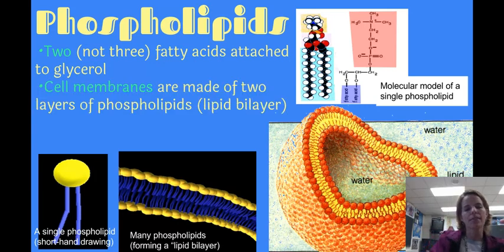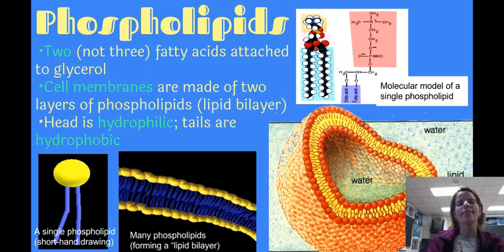The head itself is the glycerol, and it is hydrophilic. It has a charge to it, and so it is attracted to water. But the two tails coming down, those are hydrocarbon chains. Those are the fats, and they are hydrophobic. They are nonpolar. They are repulsed by water, and they push away from water. So when you drop a whole bunch of phospholipids into water, the heads pop out and face the water, and the tails flip in away from the water.